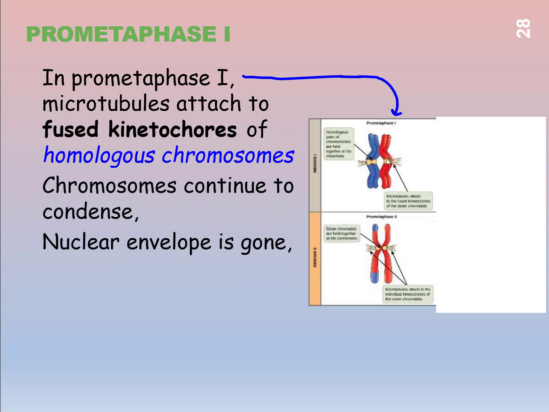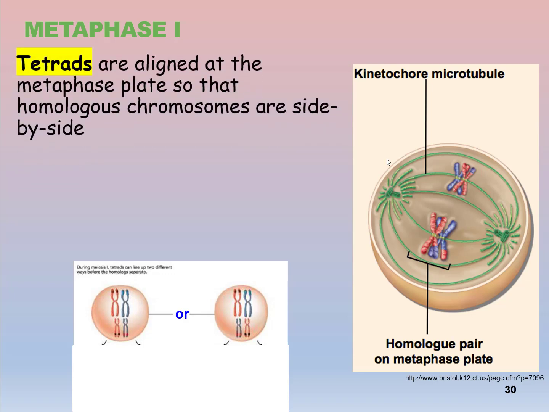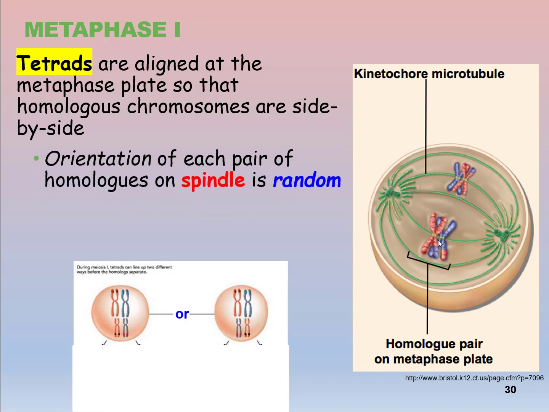Everything that happened in prometaphase in mitosis is going to start happening here. So all the same activities. We get the kinetochores forming, they fuse together on the sister chromatids. All the prometaphase activities are happening. And then in metaphase, this is where we see the tetrads. This is where the homologous chromosomes are lined up, and we get those tetrads. That's where that crossing over occurred that we talked about.